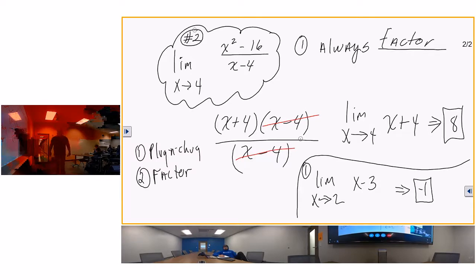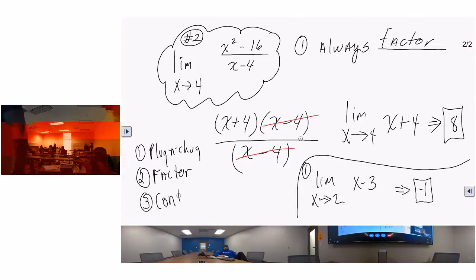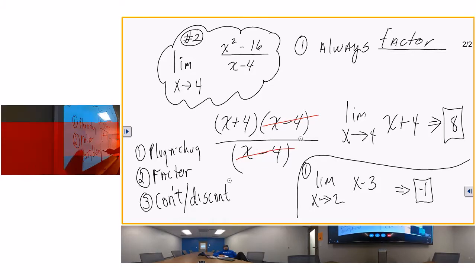And number 3 is continuity and discontinuity. We're not going to get into that too much because that's more of an engineering topic. We'll get into discontinuity just a little bit, but we're not going to get into it a lot.